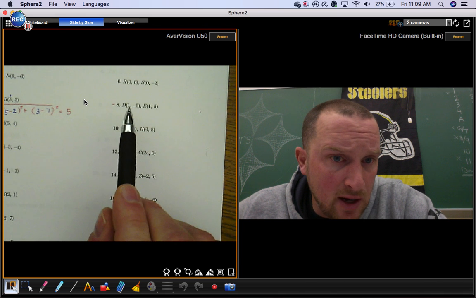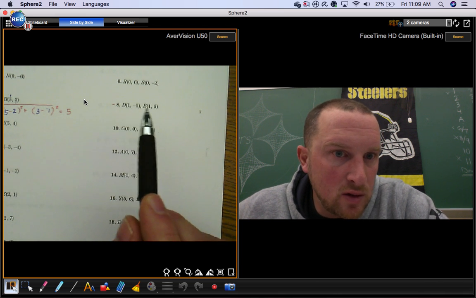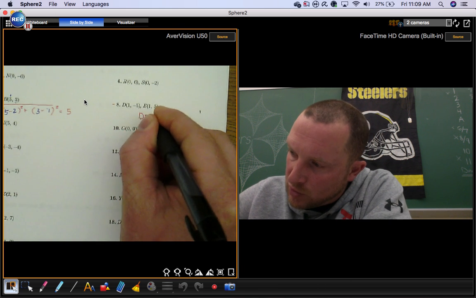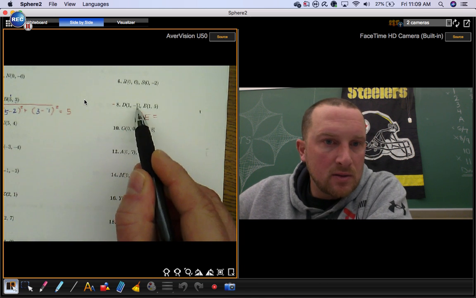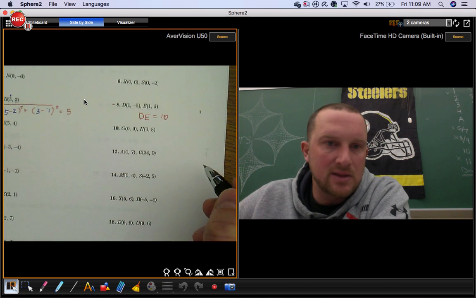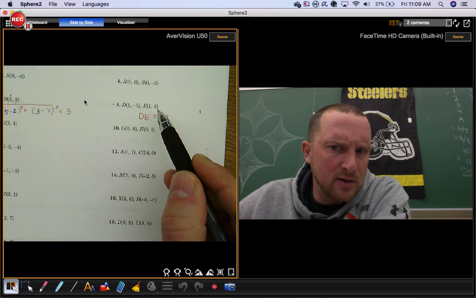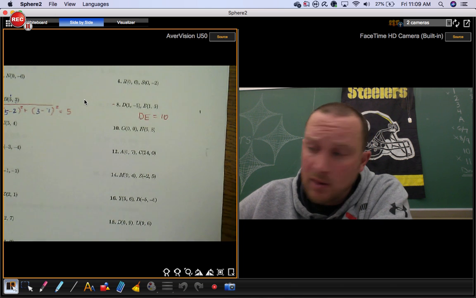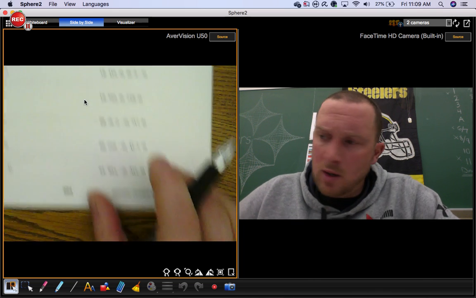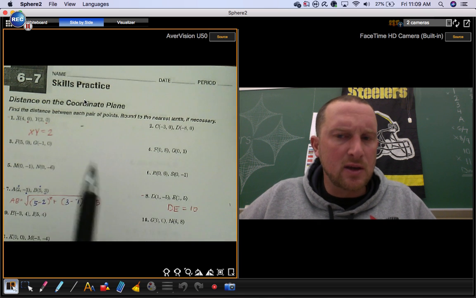Let's look at number 8. First thing you always check, see if the x's are the same. And they are. So all you need to do to find the distance between point D and point E is to subtract 5 minus negative 5. That's 10. How far is it from negative 5 to positive 5 on a number line? It's 10 units. That's the distance. As long as you keep your eyes open for those problems, it's going to make your job very, very easy.